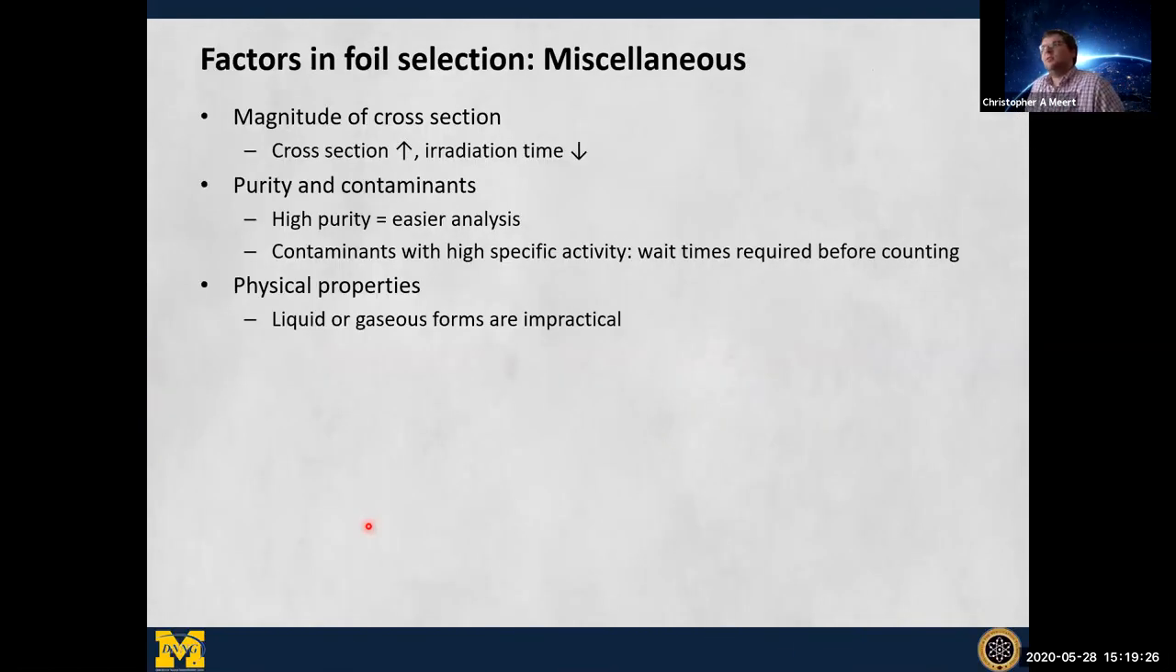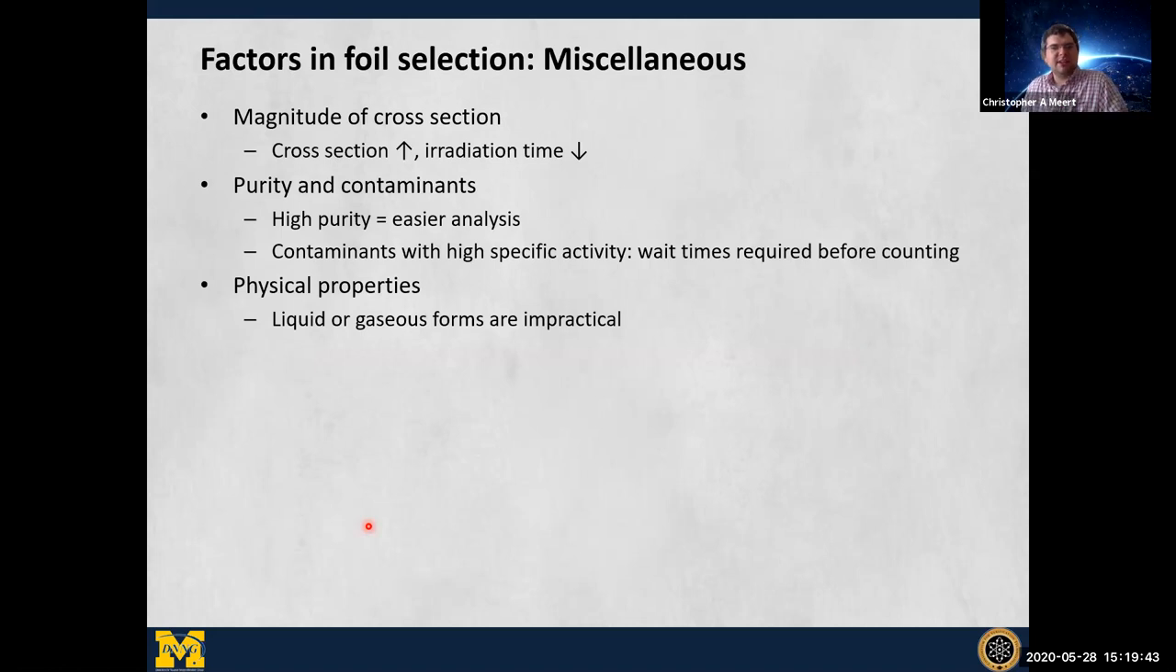So some other factors that I just put in this miscellaneous slide, again, they're good to know, but I could not find some great pictures to put them on their own slides. Magnitude of cross-section is important. Again, increasing your cross-section will lower your irradiation time because that's going to have an effect on your activation rate.